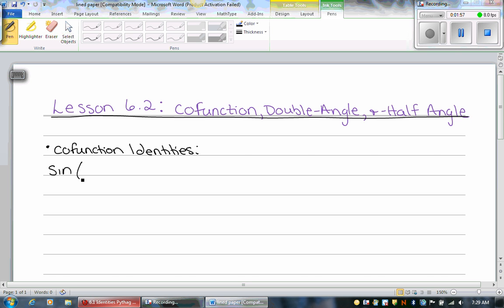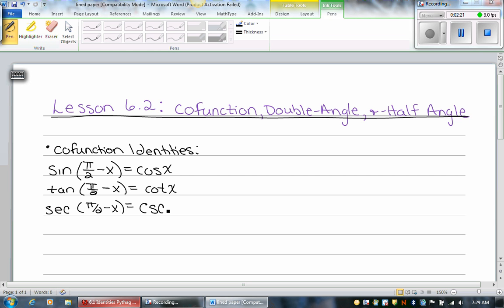We have sine of pi over 2 minus x, and that is equal to cosine x. We have tangent of pi over 2 minus x, and that's equal to cotangent x. We have secant of pi over 2 minus x, and that is equal to cosecant x. Okay, so you should be looking for a pattern on how you can remember these. Sine and cosine, secant and cosecant, these are our reciprocals, tangent and cotangent.